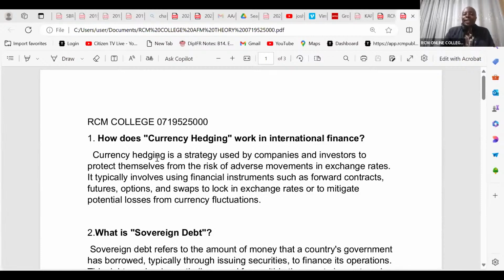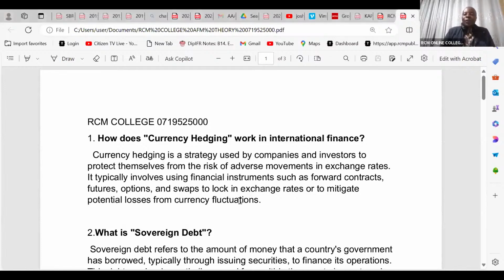How does currency hedging work in international finance? Currency hedging is a strategy used by companies and investors to protect themselves from the risk of adverse movements in exchange rates. It typically involves using financial instruments such as forward contracts, futures, options, and swaps to lock in exchange rates or to mitigate potential losses from currency fluctuations.